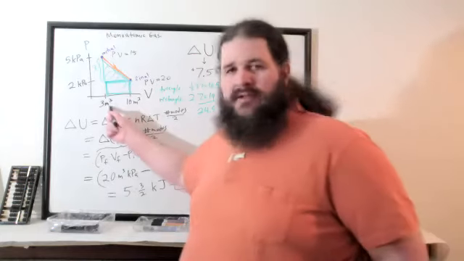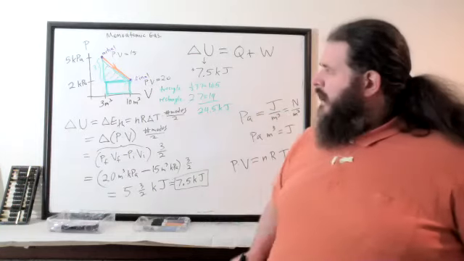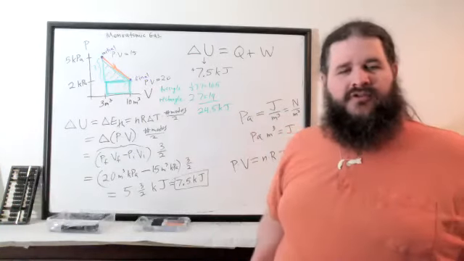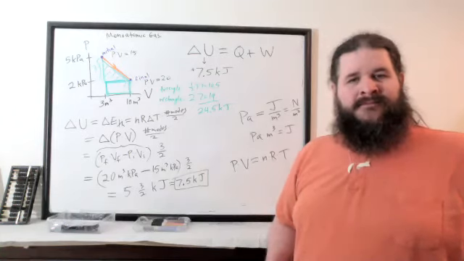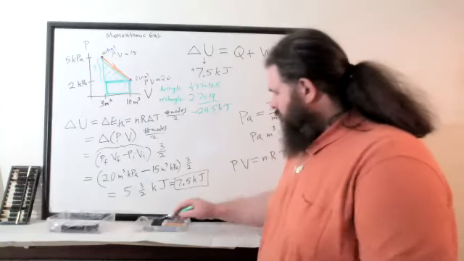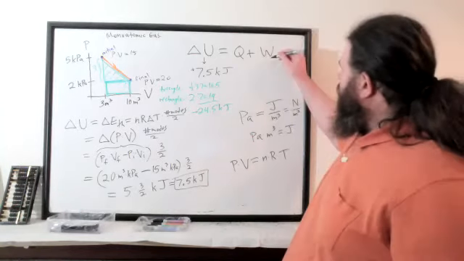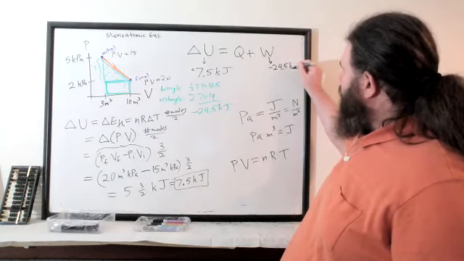And again, we're multiplying cubic meters times kilopascals, so we get kilojoules. And it looks like the volume is expanding. So would you treat this as a positive amount of work or a negative amount of work? Yeah, this is a negative amount of work. So we know work is negative 24.5 kilojoules.